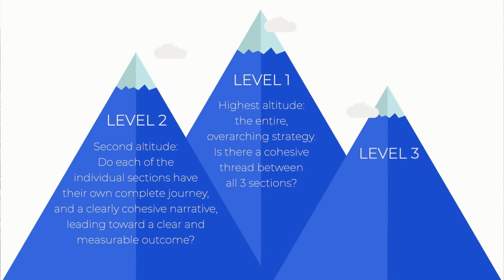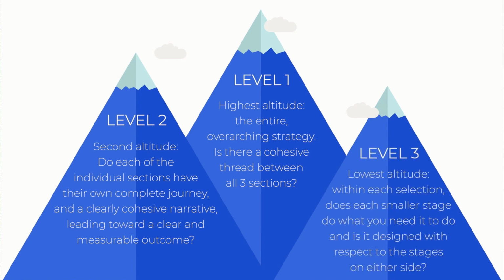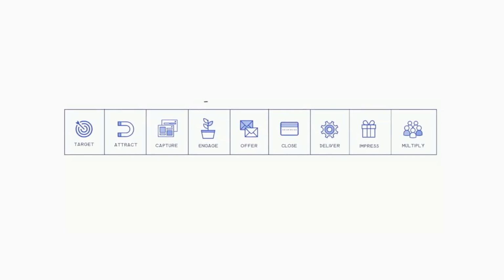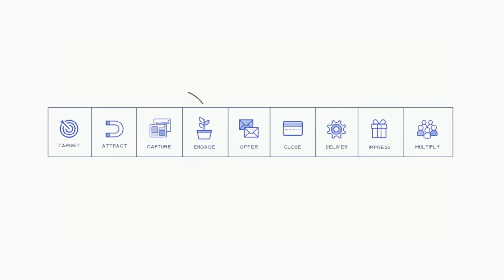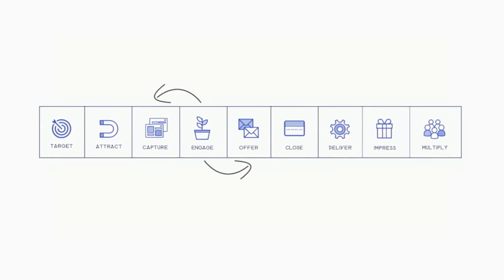And then at a more granular level, you can examine individual stages. Like, does the engage stage do what we need it to do? And is it designed with respect to the stages on either side, right? So there are layers to this that become super valuable when analyzing not only an individual section, but the connections it might have to the stages on either side, and ultimately the results that it can produce for the customer experience there as well. Okay, so the way you use this lifecycle marketing framework is as a lens through which you will examine your business.